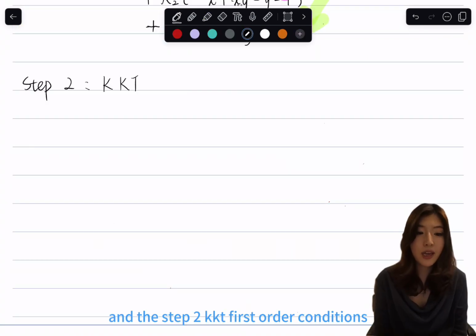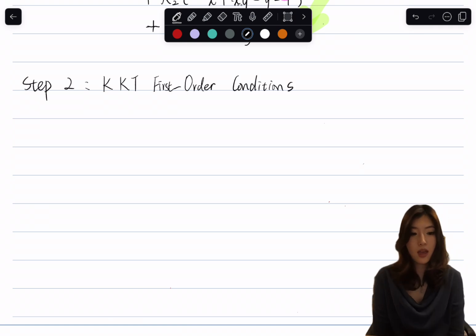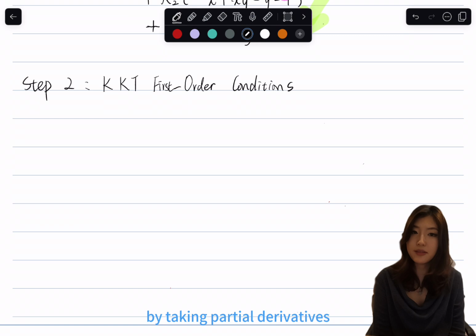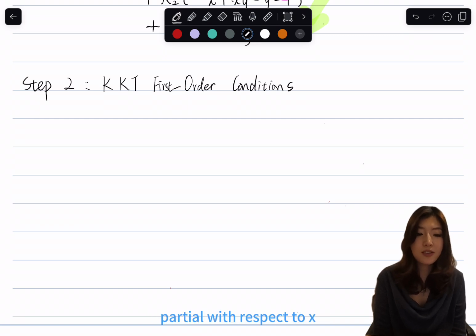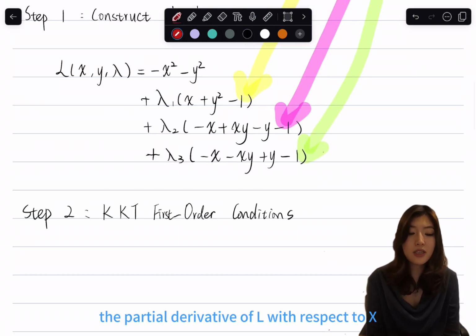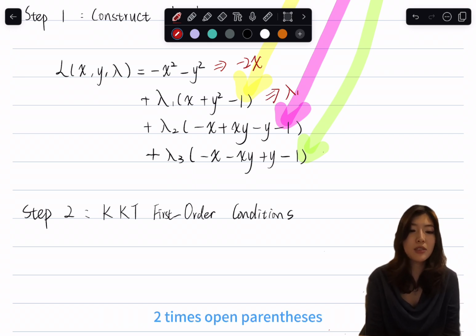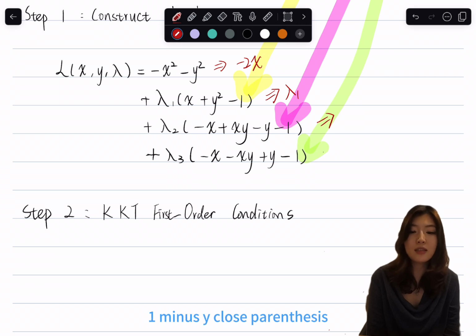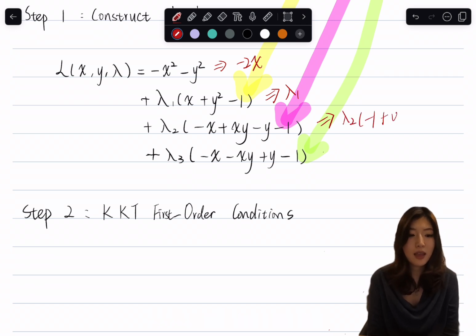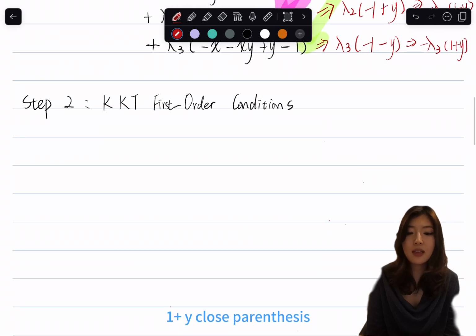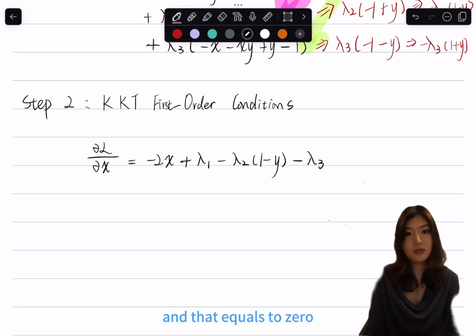And step 2, KKT first order conditions. We now compute the first order conditions by taking partial derivatives. Partial with respect to x. The partial derivative of L with respect to x is negative 2x plus lambda 1 minus lambda 2 times open parenthesis 1 minus y close parenthesis minus lambda 3 times open parenthesis 1 plus y close parenthesis, and that equals 0.